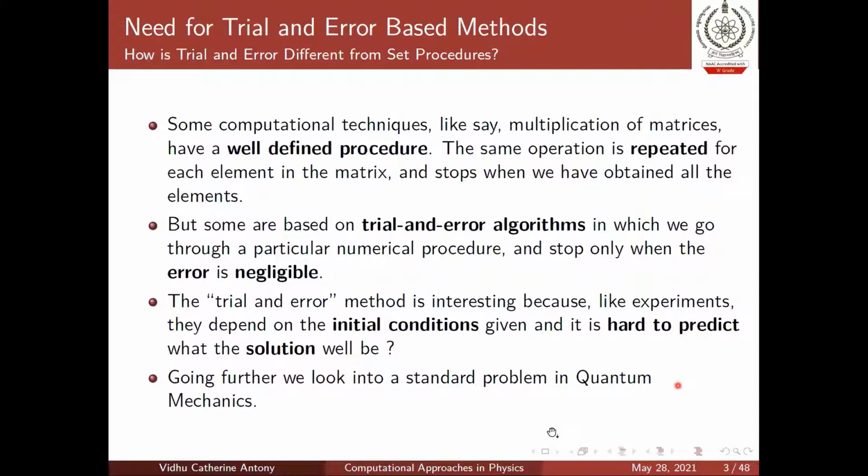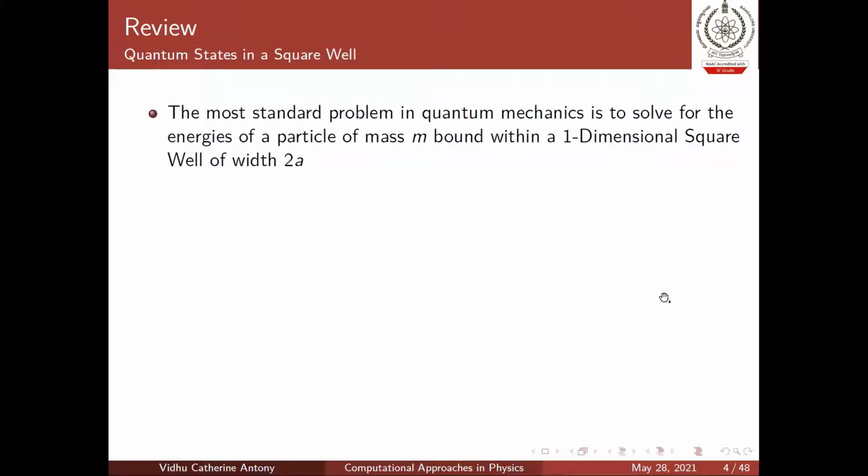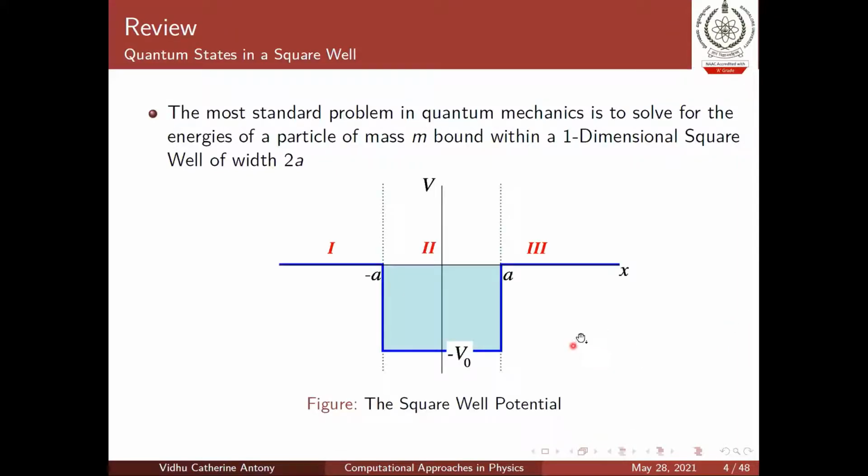So let's look into a standard problem in quantum mechanics, which is the quantum states in a square well. The most standard problem that you have here is your one-dimensional square well, right? So let's say you have a square well potential of width, let's say, 2a. I want you to look at this particular figure a bit carefully because there's a question that's coming up on this particular figure. So what do you have?